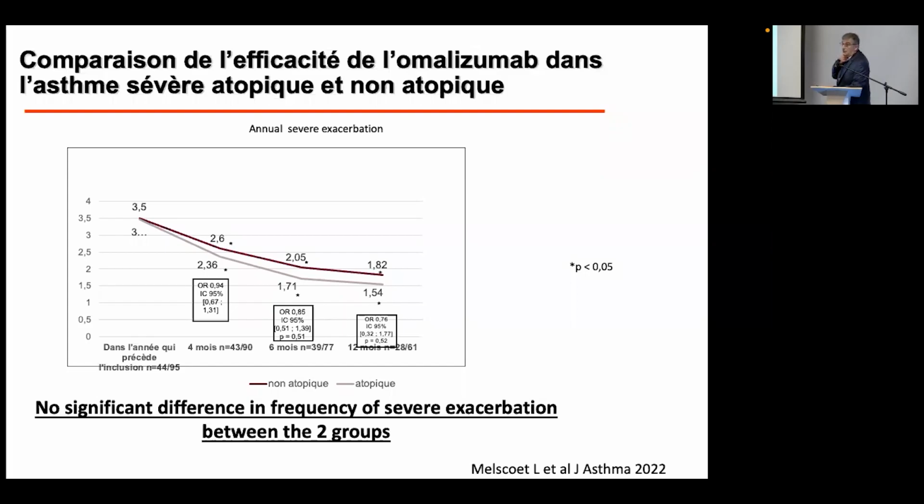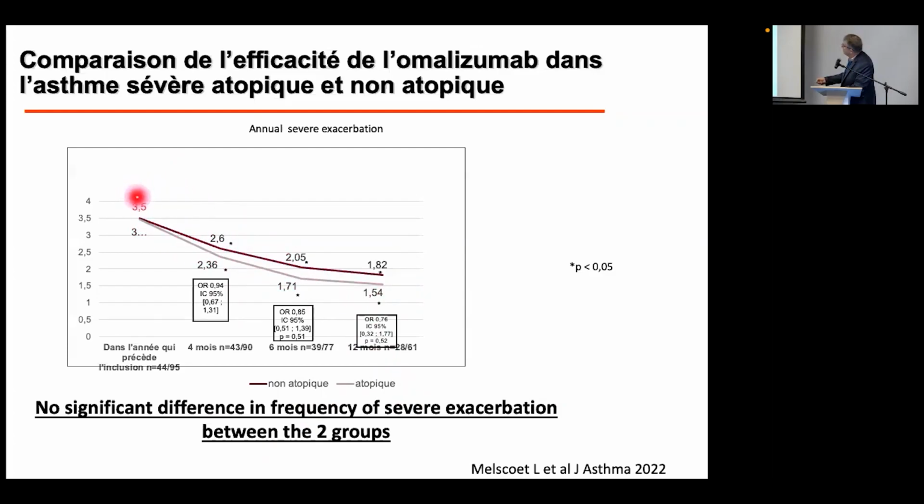Because at the beginning, omalizumab was used for allergic asthma, but for severe non-allergic asthma, during the beginning of the 2000s, we used omalizumab with non-atopic asthma, and we published this series. Here you have the non-atopic patients and the atopic, and you can see the rate of exacerbation.